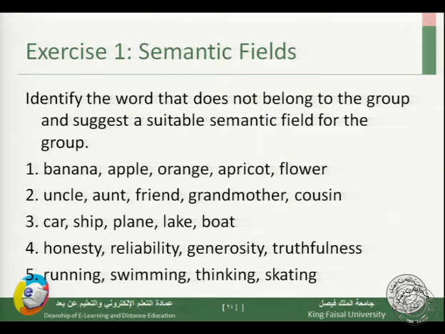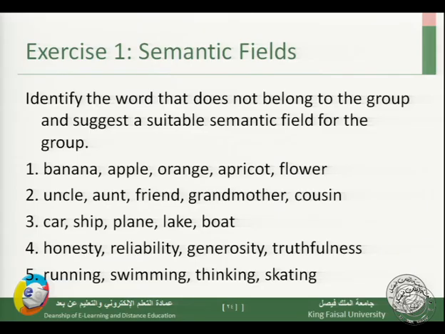So number one, we have banana, apple, orange, apricot, and flower. Which word does not belong here? It's obviously flower. Can we give a name for the other members here? We can call them fruit. Okay, the semantic field of fruit in English, and it includes all of these except flower. So we take out flower.